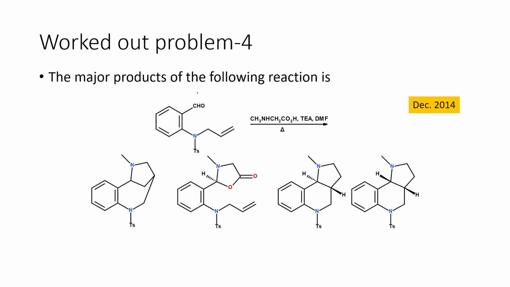So here the major product formed in the following reaction is: we have an aldehyde containing a double bond, and this is treated with this particular amino acid in the presence of THF, triethylamine and DMF, and this is heated. This question was asked in December 2014. We have 4 types of options given here as the expected product. Now we are going to see how the reaction will actually proceed.